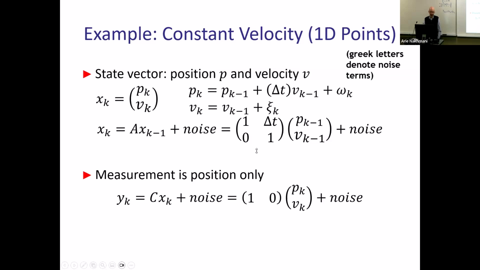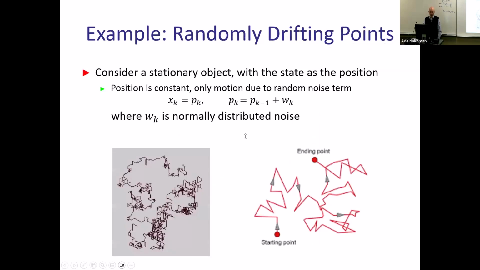In the previous case, matrix A was actually very simple, right? Matrix A was just one. Very simple. And if you want more dimensions, like p in one direction and p in other directions, then it will be just the identity matrix, right? Because the previous state equals the next state.